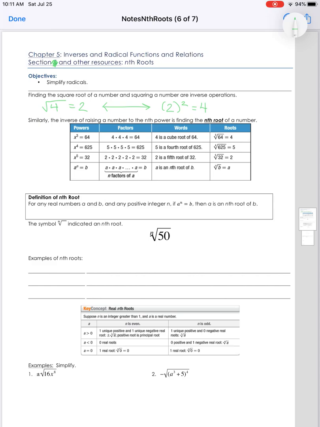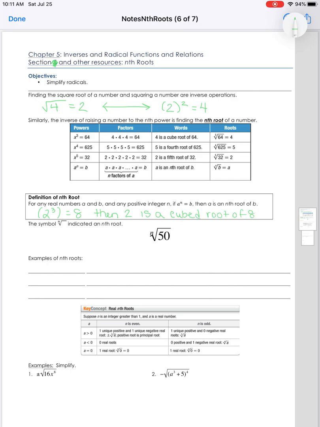So when we find the square root of a number and squaring the number, those are inverse operations of each other. So basically what that means is if we take the square root of 4 and that equals 2, we know if we go the other way, that 2 squared is equal to 4. So that is what we mean by inverse operations. So you have explanations there in that chart for third, fourth, fifth, even higher than that.